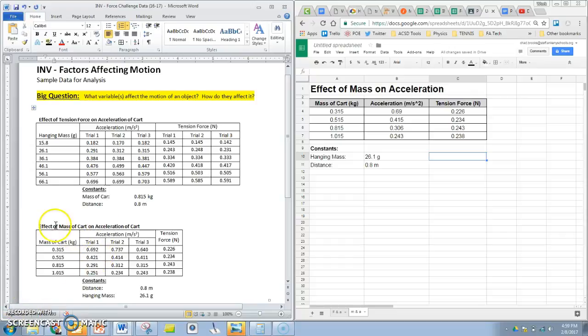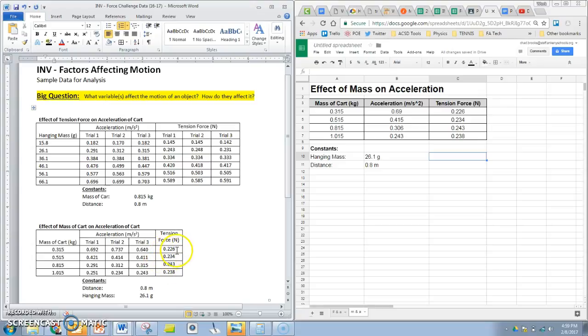All right, in this video, we're going to be looking at the effect of the mass of an object on its acceleration. So I've got three different masses of carts. We started with an empty cart with a force sensor, which had a mass of 0.315 kilograms. We added 200 grams, 500 grams, and 700 grams to get these variations here. And then we collected three trials of acceleration data. We also collected the tension force for each of those different situations, and those are there.